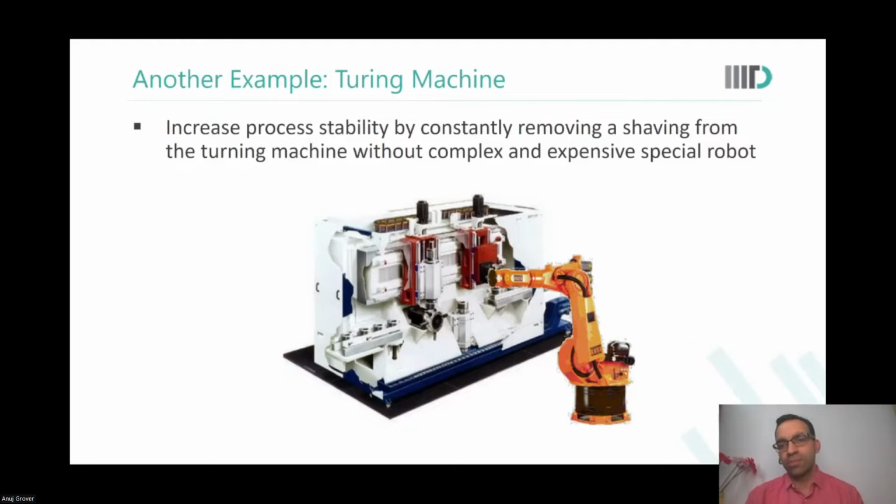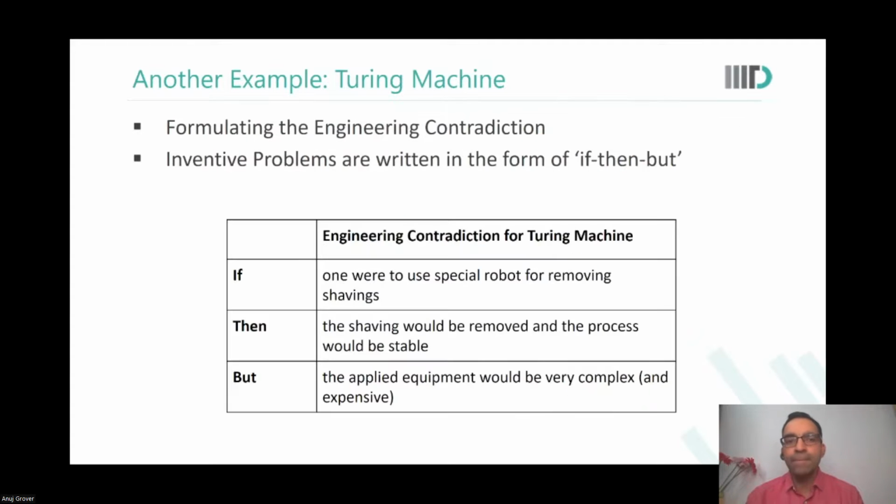This is not desirable. I want to remove the shavings from the turning machine without using complex robots. So the problem is, if one were to use special robots for removing these shavings, then the shavings would be removed and the process would be stable, but the applied equipment would be very complex and expensive.